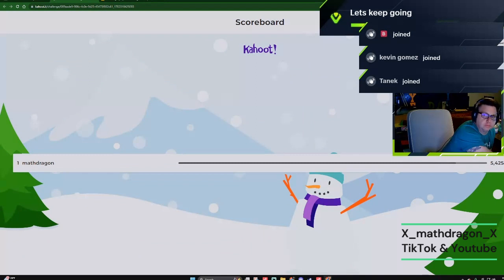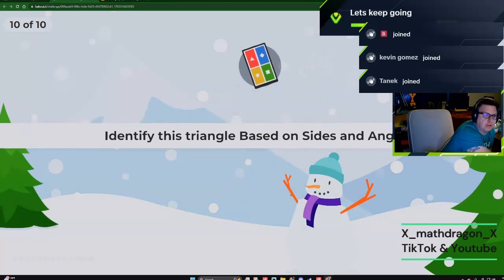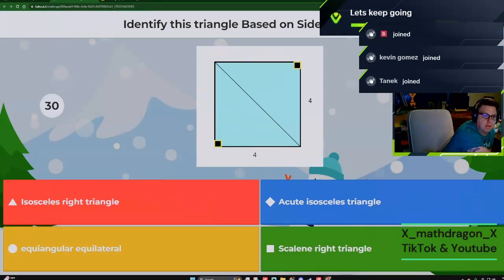All right, next one. Last one. Identify triangles based on sides and angles. Okay, so I was hoping that people would see that this is a square. And so this side is 4, that side's 4, this is 4, that's 4. And so if I have a 4 and a 4, and I've got a right angle, then that is going to be a right isosceles triangle.